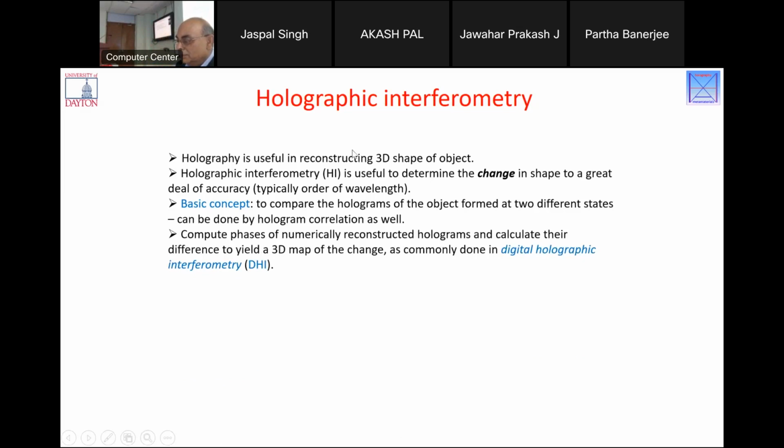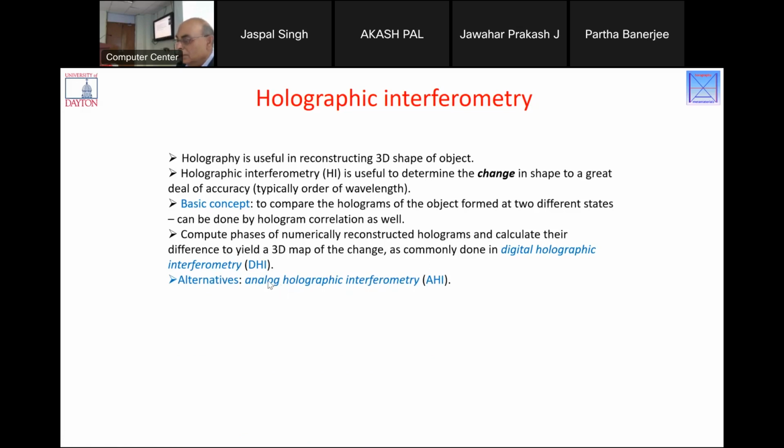But before that, in holographic interferometry, you compute the phases of numerically reconstructed holograms and calculate their difference to yield a 3D map of the change, and that's commonly done in digital holographic interferometry. You can also do it using analog principles. That's really what was being talked about yesterday. And the example I'm going to show you is analog holographic interferometry.